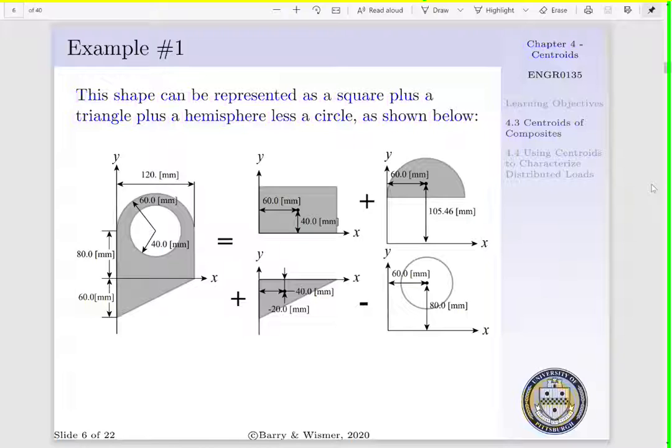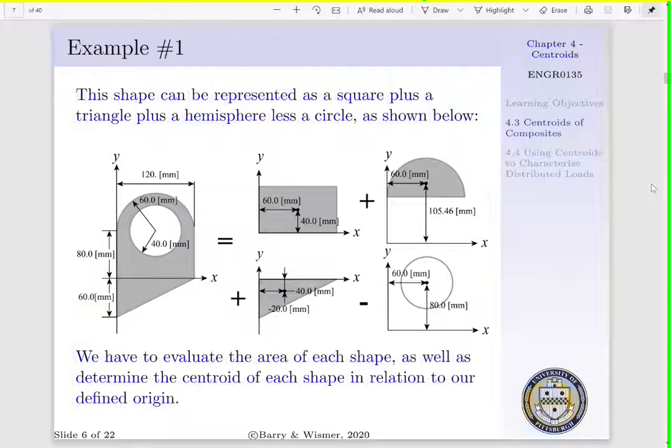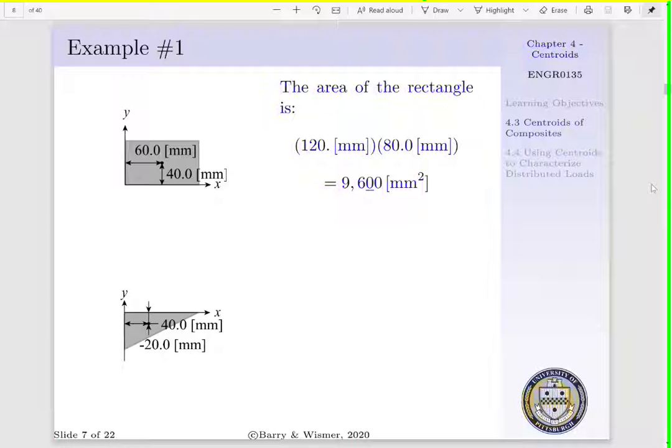Now, we can calculate the areas of each of these shapes and their x bar and y bar locations. And then we will use this in our total centroid equation. And thus, if we define this in relation to our origin, we can find the centroid of our composite body. For us to begin, let us look at a rectangle.